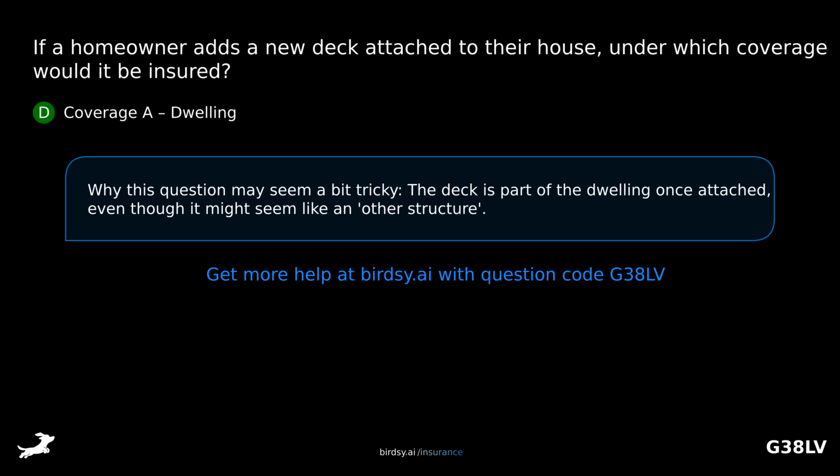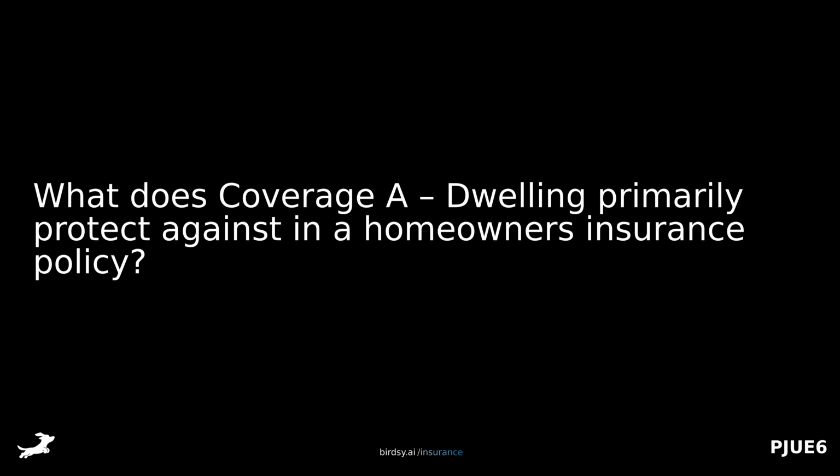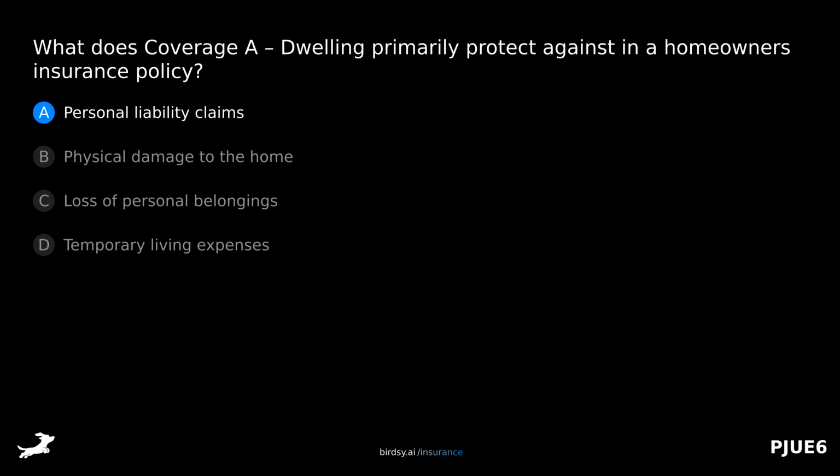Why this question may seem a bit tricky. The deck is part of the dwelling once attached, even though it might seem like an other structure. What does Coverage A, dwelling, primarily protect against in a homeowner's insurance policy? Is it A, personal liability claims, B, physical damage to the home, C, loss of personal belongings, or D, temporary living expenses? The answer is B, physical damage to the home.